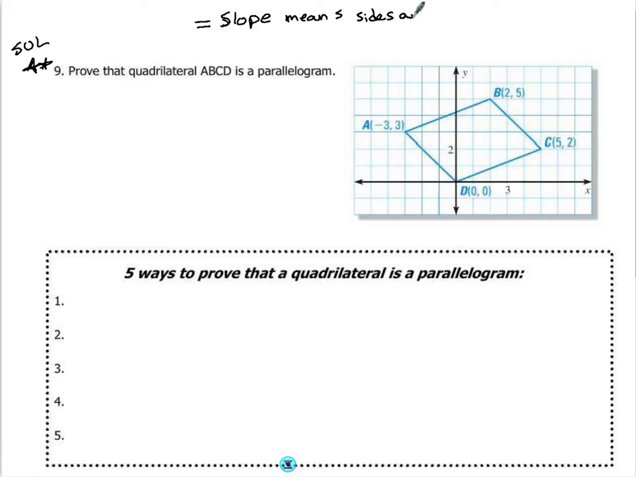If they have equal distances, that means sides are congruent. So if I can use the distance or slopes of this quadrilateral, that might help me determine if these lines are going to be parallel or equal, and then that will show me that I have a parallelogram.